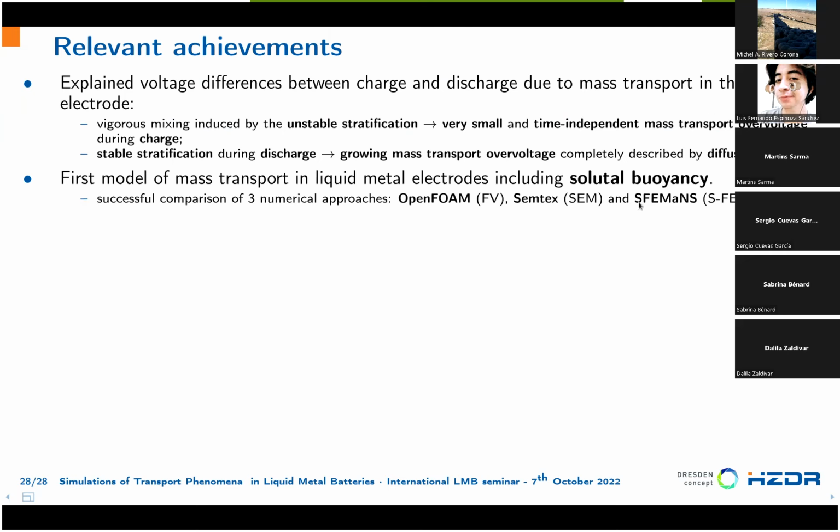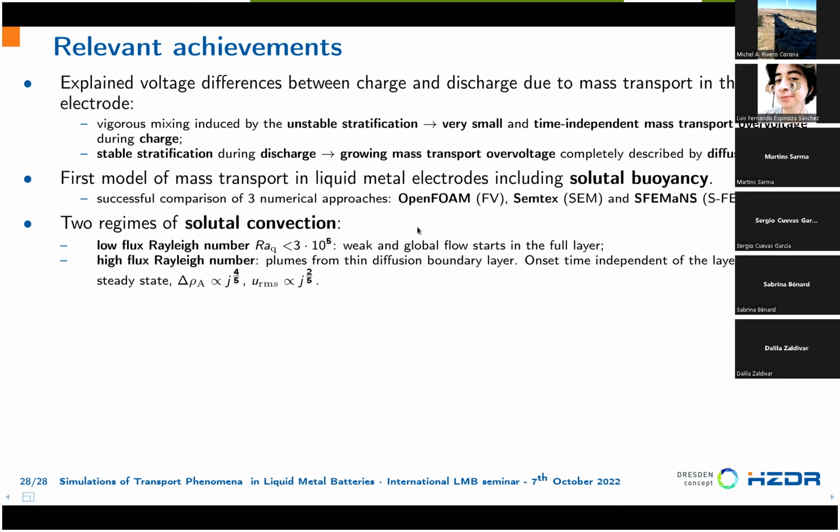So we include, for the first time, solutal buoyancy inside our mass transport model, and we use three different approaches: OpenFOAM, Semtech, and Svemans. We discover two regimes of solutal convection: one at low flux Rayleigh number, characterized by a global flow that starts in the full layer, and one at high flux Rayleigh number, characterized by a thin diffusion boundary layer, where plumes are present. And we have the scaling with the 4/5 and 2/5 power for concentration differences and velocity, respectively.